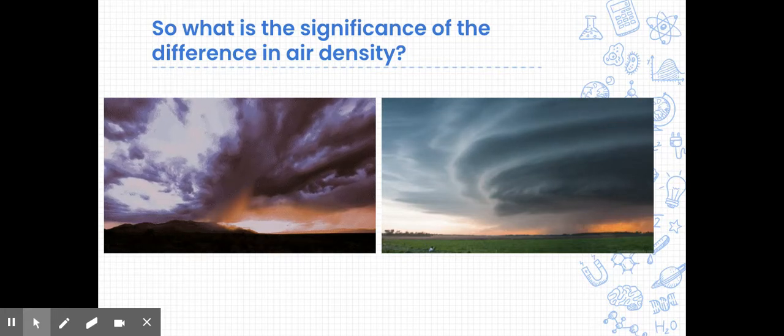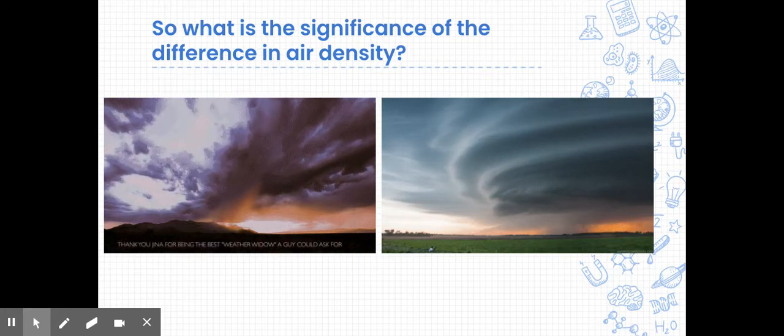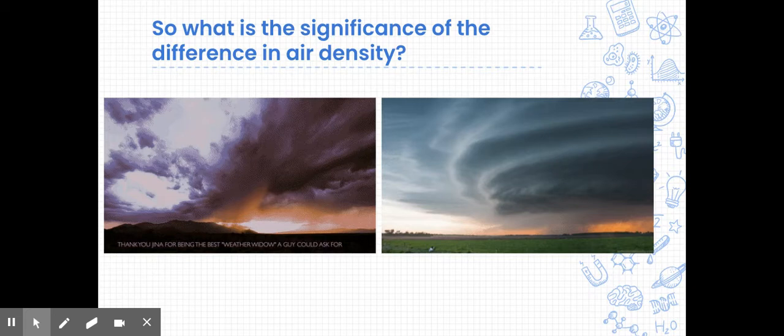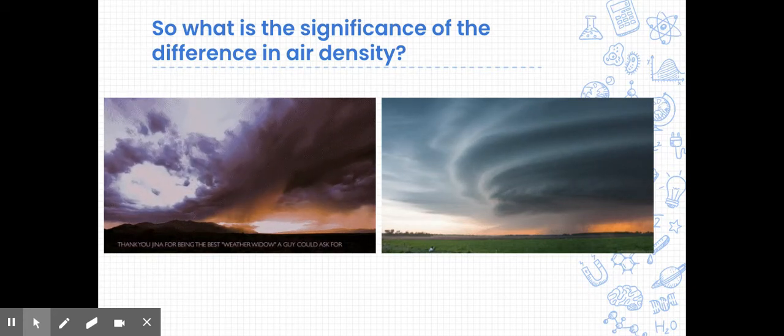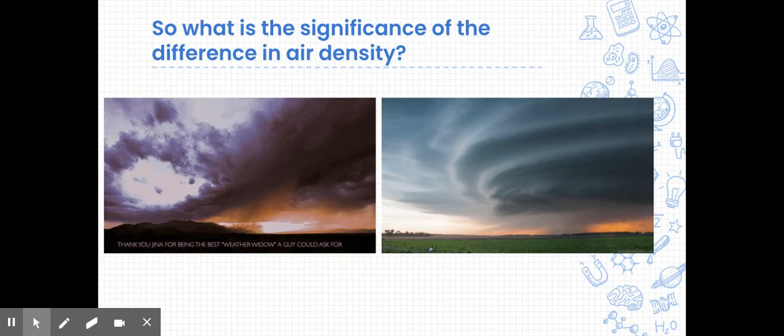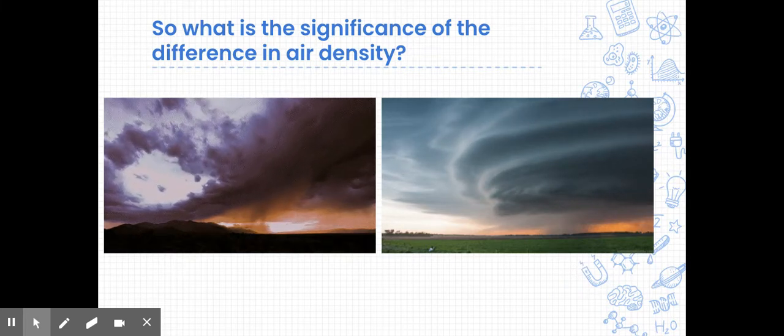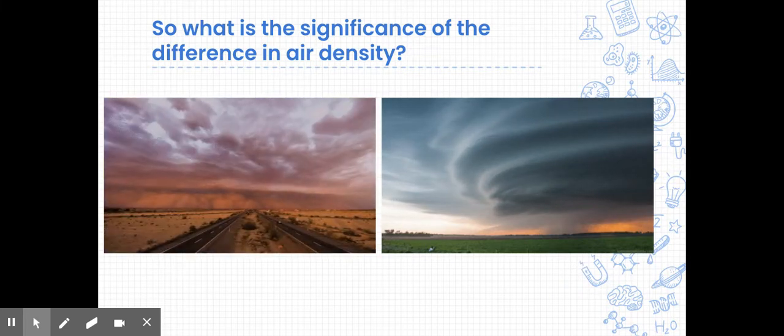cumulonimbus cloud right before a big thunderstorm. These clouds grow into the thunderstorms, but then violent tornadoes are also associated with cumulus clouds as well as those microbursts as well.